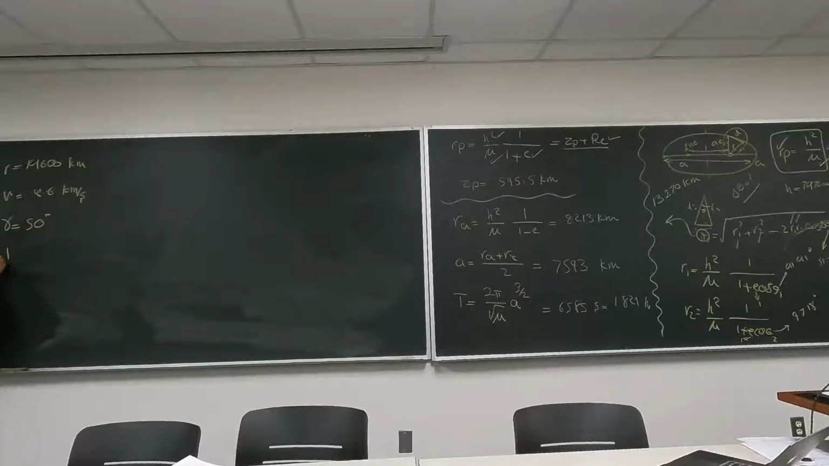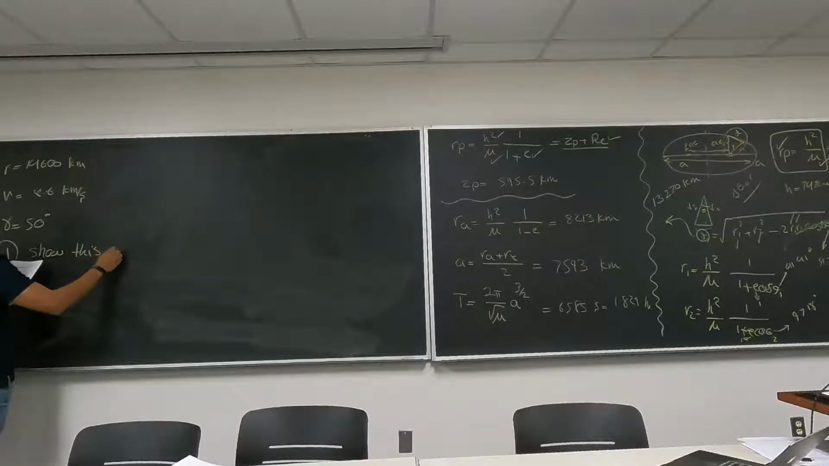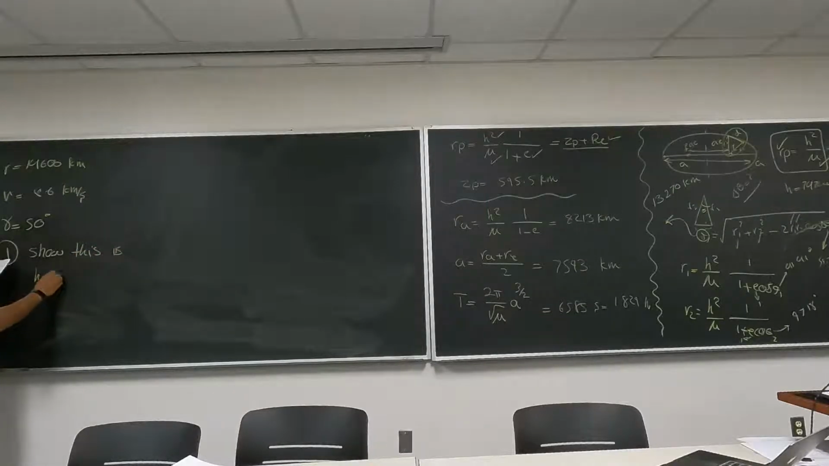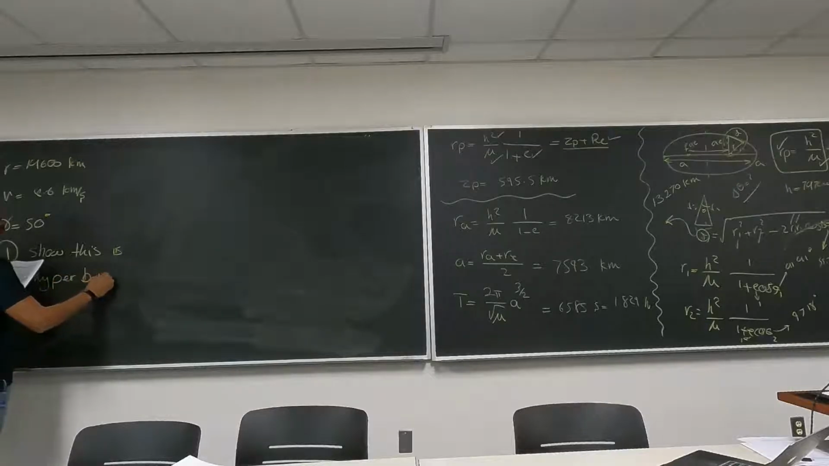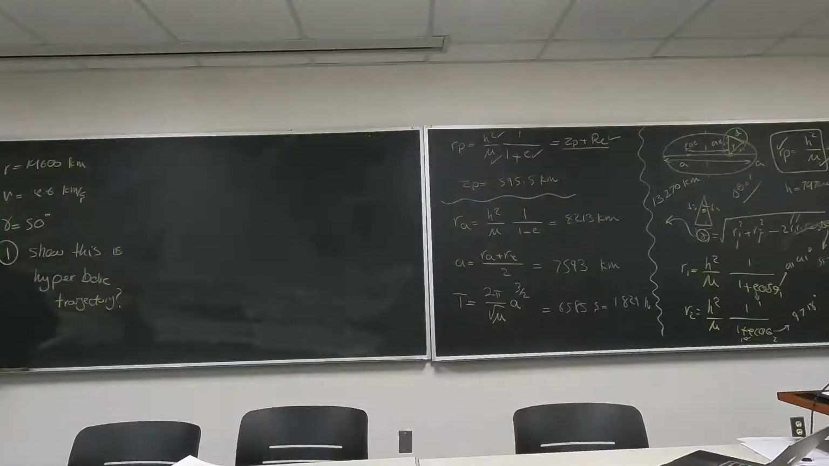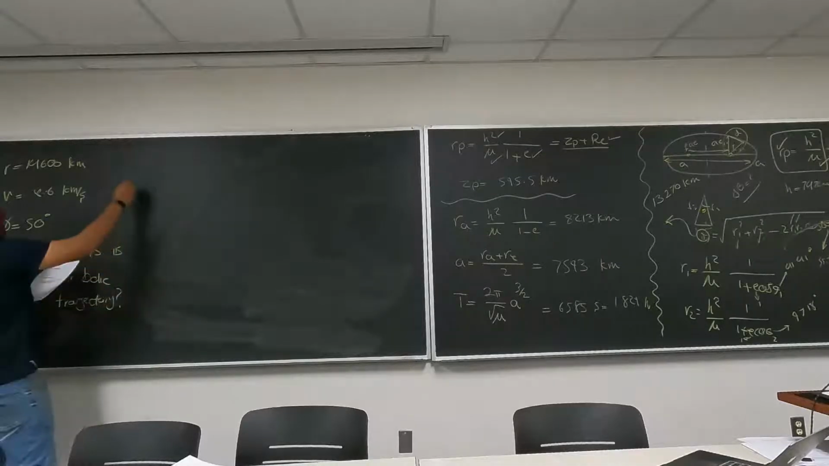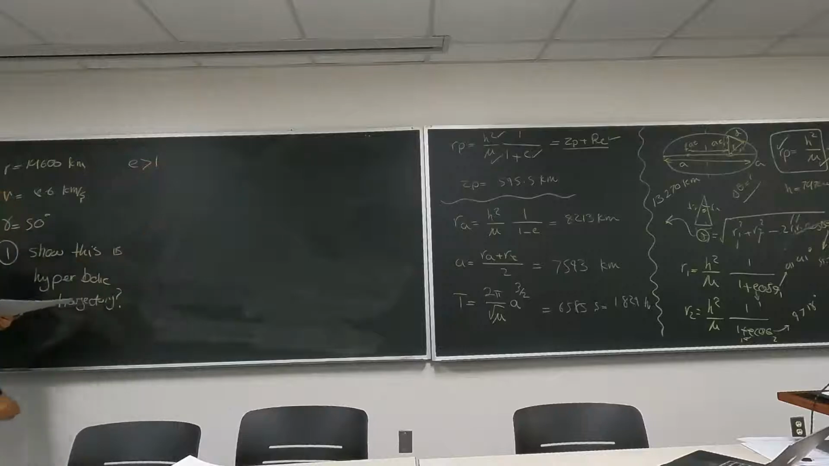First thing we are asked to do is to show that the path is a hyperbola. This is a hyperbolic trajectory. Let's actually do this first and then go through the rest of it. How should we do this? If the eccentricity value is greater than 1, it's hyperbolic. No, 1 is parabolic. So the eccentricity value has to be greater than 1, right?